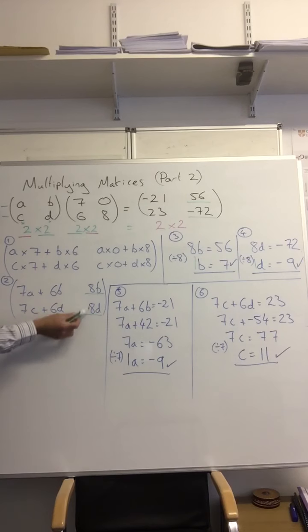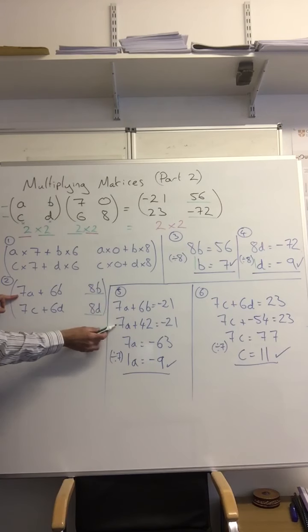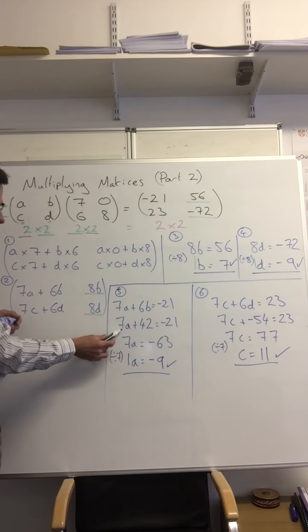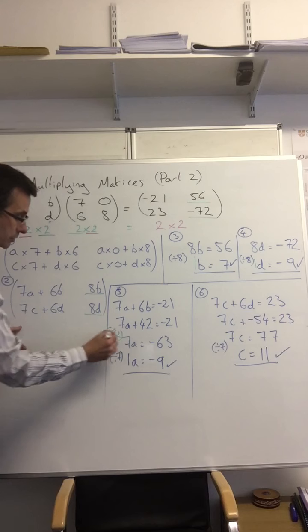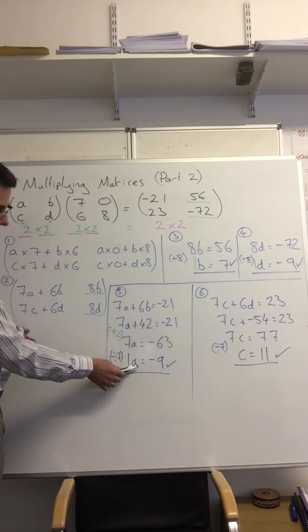Now I've found what B and D are equal to, I can substitute them into these equations. So for this element of the matrix, I've got 7A plus 6B equals negative 21. I now know B is 7, so I substitute in and multiply out. So 7A plus 42 equals negative 21. Rearrange it to keep A in there. Take away 42 from both sides. Apologies, I should write that in. Take away 42. 7A equals negative 63. Then, because I want 1A, I just divide by 7. So A is negative 9.